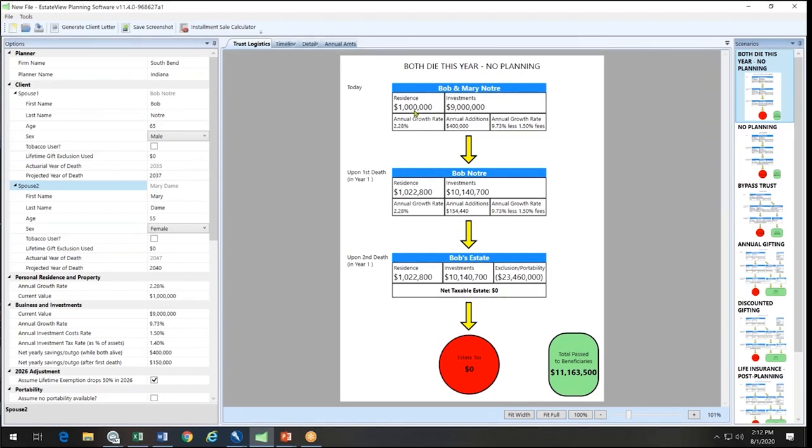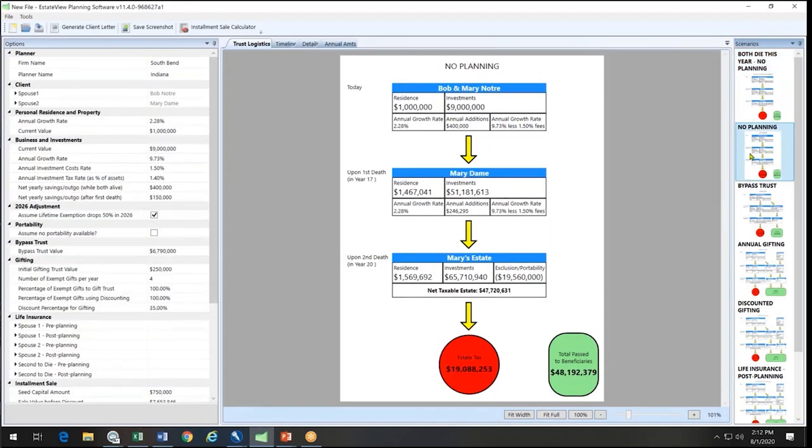They have a residence worth $1 million that's going to grow at 2.28% a year. They have investments of $9 million, which are going to grow at 9.73% a year, minus costs of 1.5% a year. And they also are saving $400,000 a year until Bob dies. And once Bob dies, let's go to no planning.